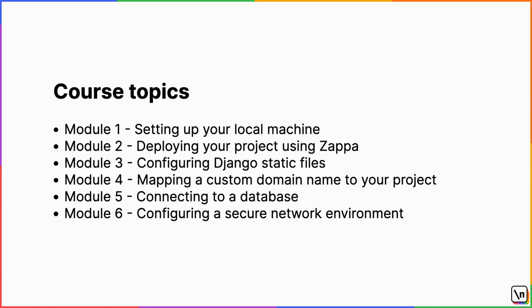So let's talk about the course topics. In Module 1, we're going to be setting up your local machine to do successful development for the cloud. In Module 2, we'll deploy your first project using Zappa. Module 3, we'll configure your Django project to serve static files. Module 4, we map a custom domain name to your project. Module 5, we connect to a database. And Module 6, we walk through all the steps, but this time in a secure network environment.